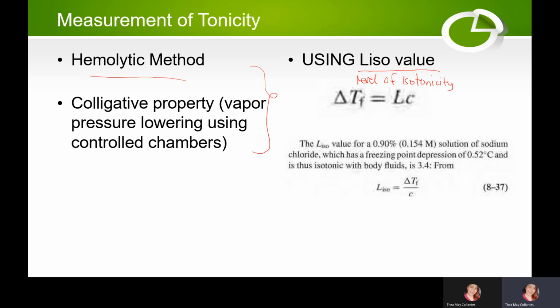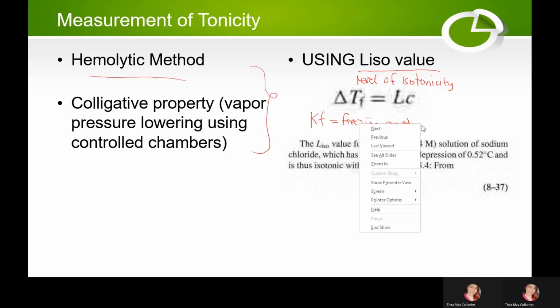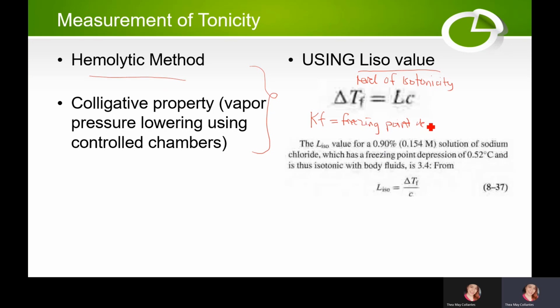So at 0 degrees only it should freeze, but if you add something, what happens? It will become negative 0.06, right? Negative 0.06, our freezing point becomes lower. So basically, your LISO value is just your KF. Right? That K, the KF, is our freezing point depression constant, right? Freezing point depression constant.